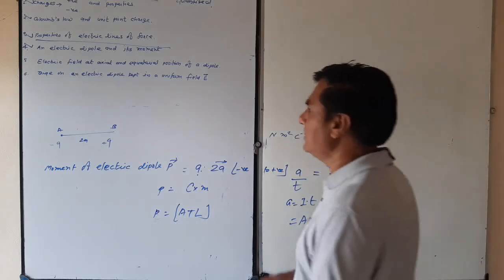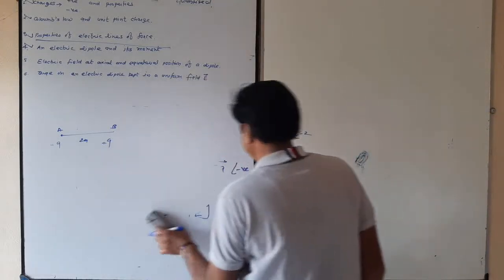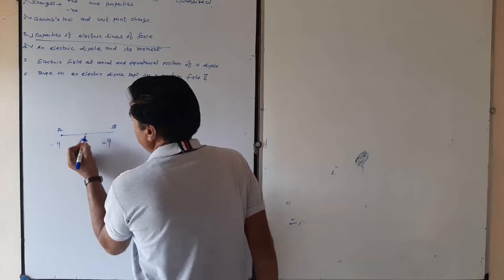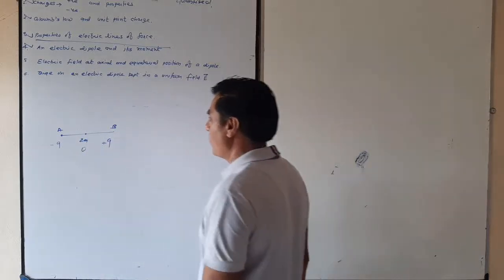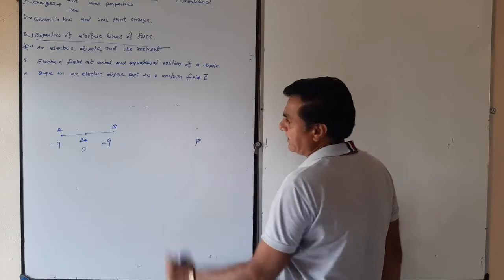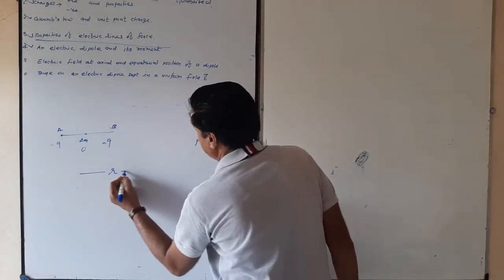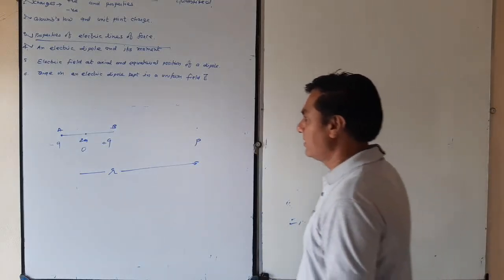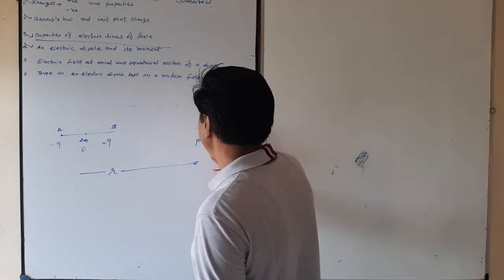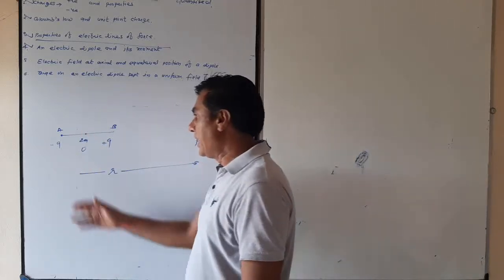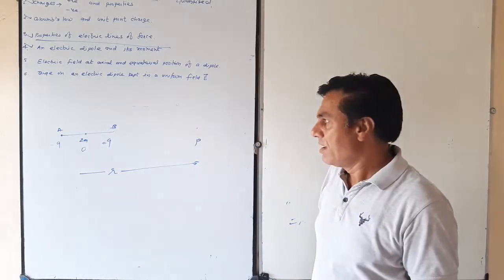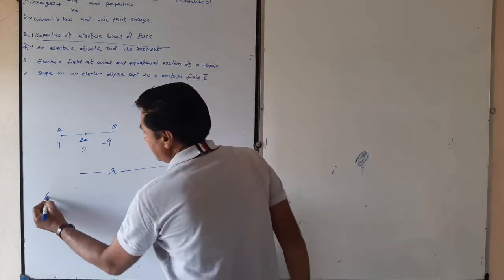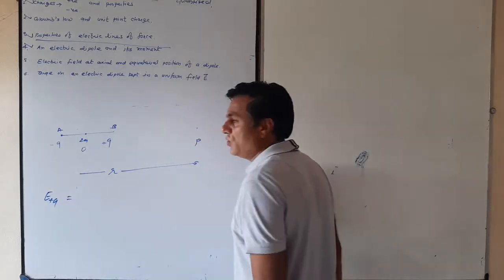Electric field intensity at axial and equatorial position, fifth point. Suppose it is an electric dipole, the center is O, and we are taking a point P at axial position, and the distance from the center of the dipole to the point is R. Now our target is to find the electric field intensity due to the dipole. So there are 2 point charges. The point charge at B is plus Q. So the electric field intensity E due to plus Q by Coulomb's law.